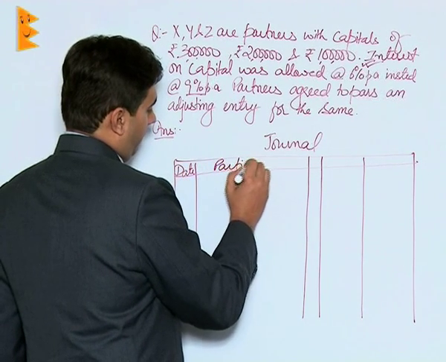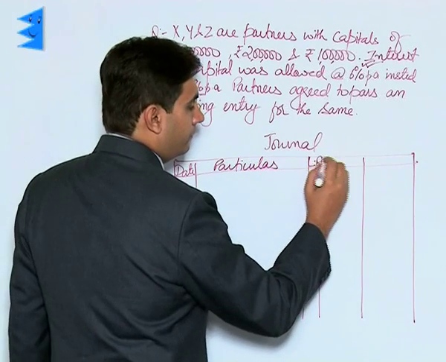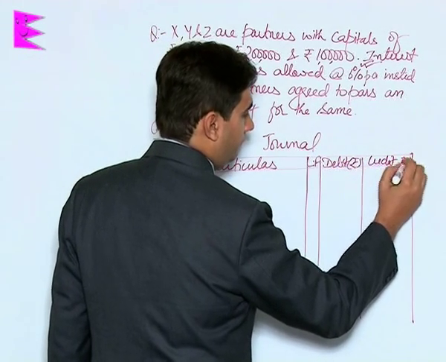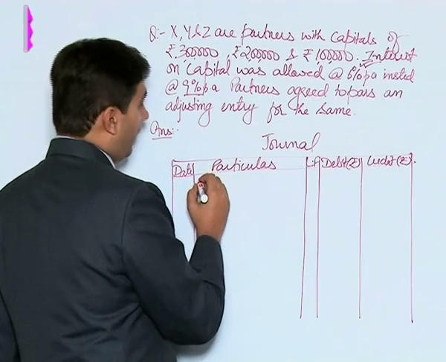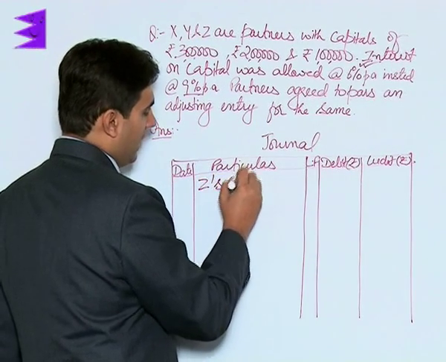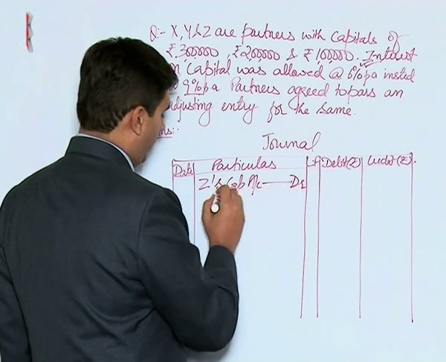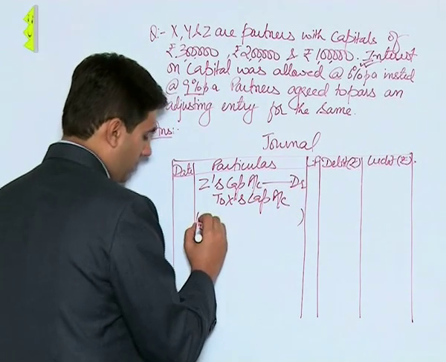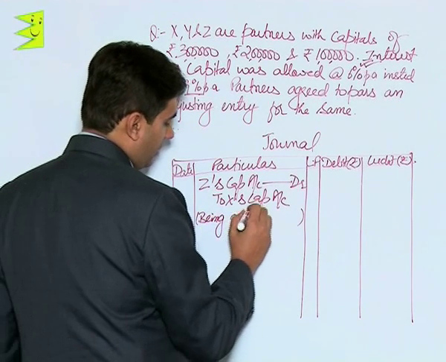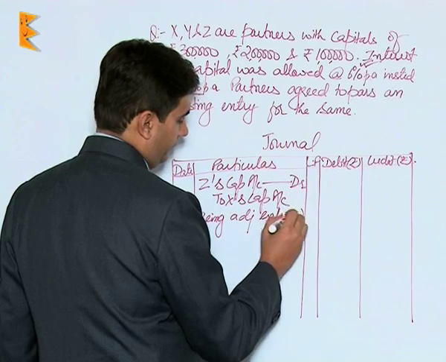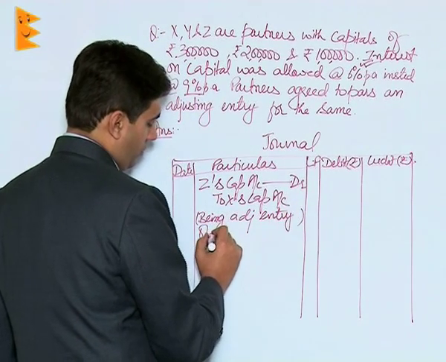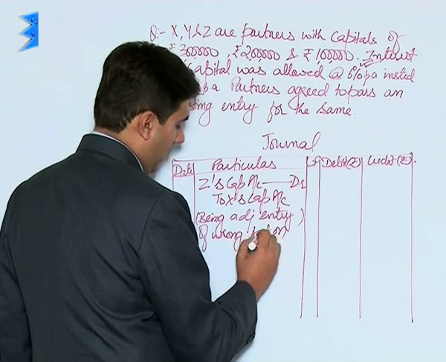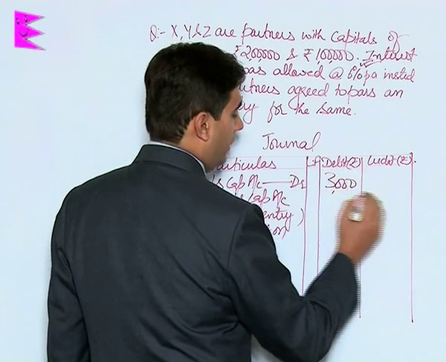Date. Now students, the entry would be recovered from Z, so Z's capital account debited to X's capital account, that is being adjustment entry for wrong interest on capital, and the amount was 3,000.